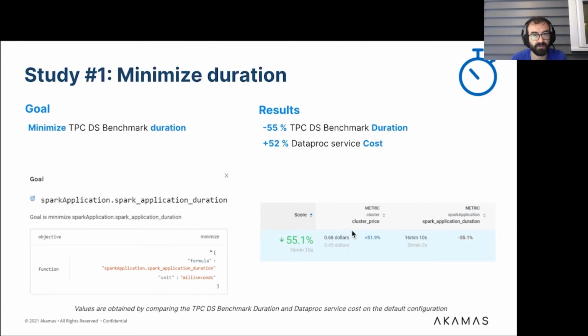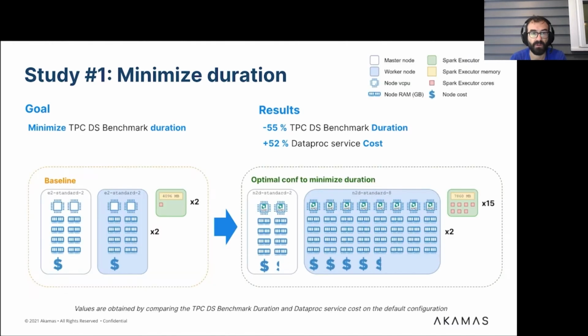Let's have a look at the configuration identified by the machine learning-based optimization to better understand what happened. On the left, we have the baseline configuration. That is the default configuration used by Dataproc for running a Spark job, representing the minimal and cost-effective cluster configuration suggested as default in the Dataproc documentation. On the right, we see the optimized configuration, where we can notice two main changes. The suggested instance for the worker nodes is way bigger. That is 8 CPU, 32 gigabytes of RAM versus 2 CPU, 8 gigabytes of RAM.